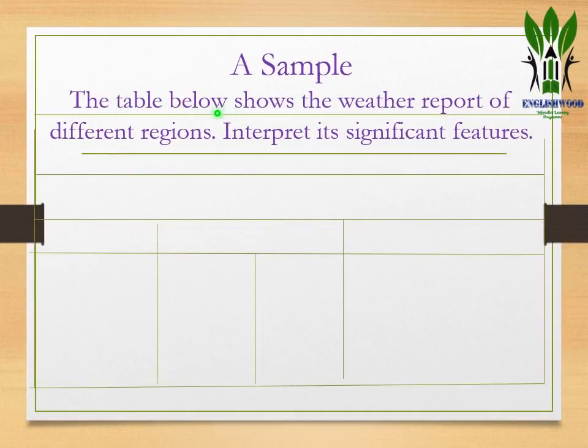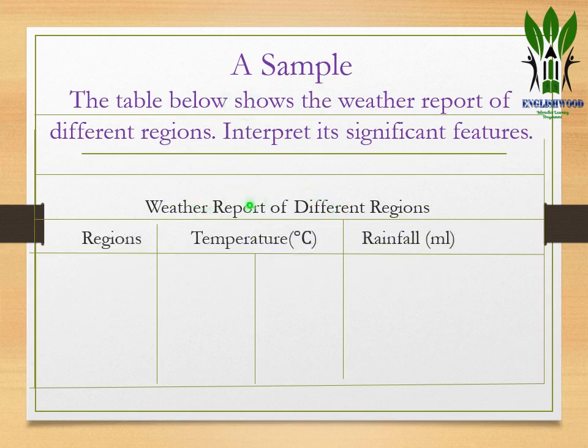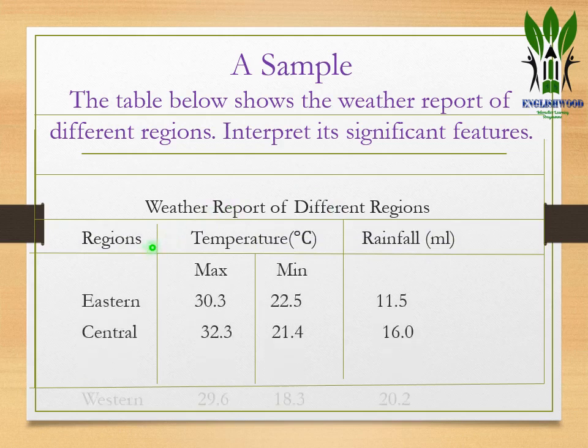Here is a sample. The table shows the weather report of different regions. Interpret its significant features. For example, this is the C question. The question is like this: weather report of different regions, with temperature maximum and minimum and rainfall for the eastern region, central region, and western region. Now look at this part carefully. Eastern: 30.2 maximum, 22.5 minimum, rainfall 11.5. Central: 32.3, 21.4, and 16 milliliter. And western is 29.6, 18.3, 20.2. Now remember this data.